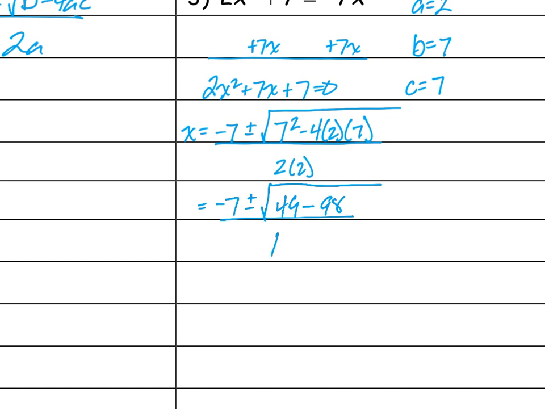And all over 4. So this is going to give us negative 7 plus or minus the square root of negative 49 divided by 4. And that's the furthest we can go because there's no such thing as the square root of a negative number. If you put it into your calculator, it'll say error or undefined or something, okay? But it will not let you do a negative square root.